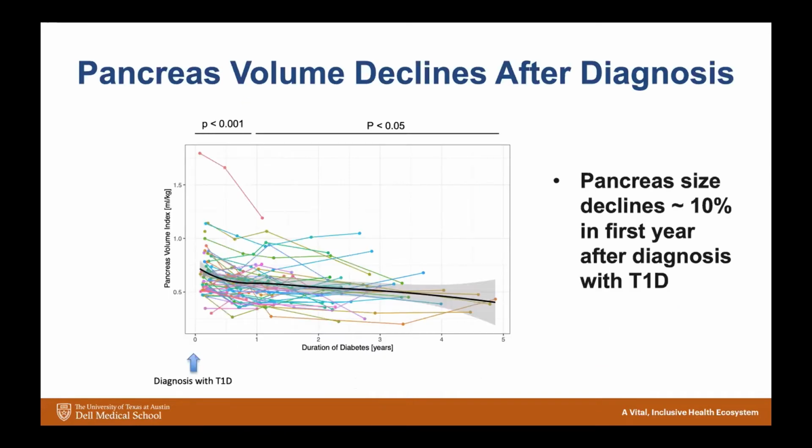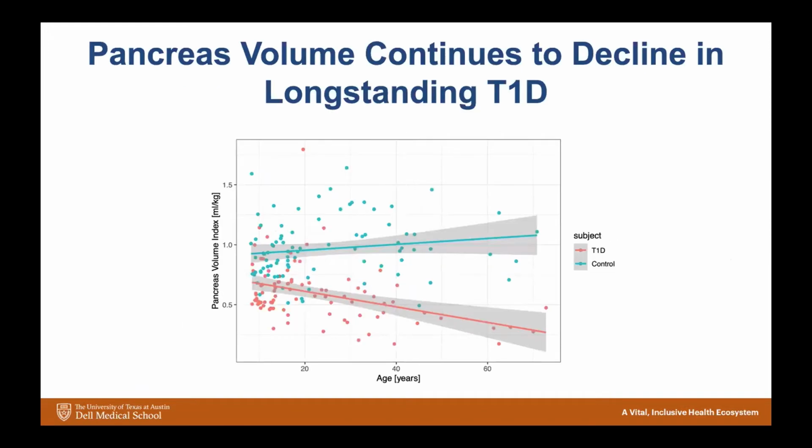So we've started to look at this in a number of different ways. One is we've done longitudinal measurements of individuals right at diagnosis with diabetes, and then following them over the course of the next 5 years or so after that diagnosis. And what we find is that especially in that first year after they're diagnosed, their pancreas size continues to decline. So it speaks to there being some dynamic changes in the pancreas size after diagnosis. On average, the pancreas shrinks by about 10% in that first year after diagnosis. Then it tends to level off over time, but we think it still continues.